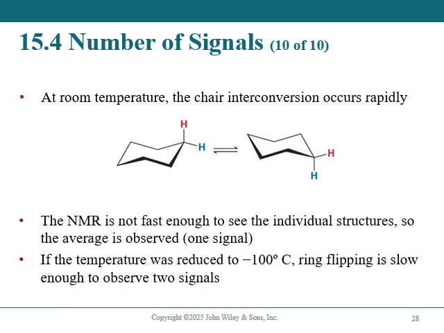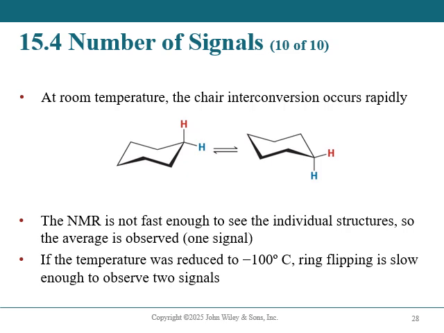At room temperature, the chair interconversion happens pretty fast. So you get a lot of conversions per second at room temperature. And in the phenomenon of NMR, keep in mind that you have to align all of your nuclei, either in favor or against that magnetic field, and then flip your betas to alphas, and that takes time. The NMR is just not fast enough to see individual structures, so it's going to average all of this out. The consequence: you get just one signal.